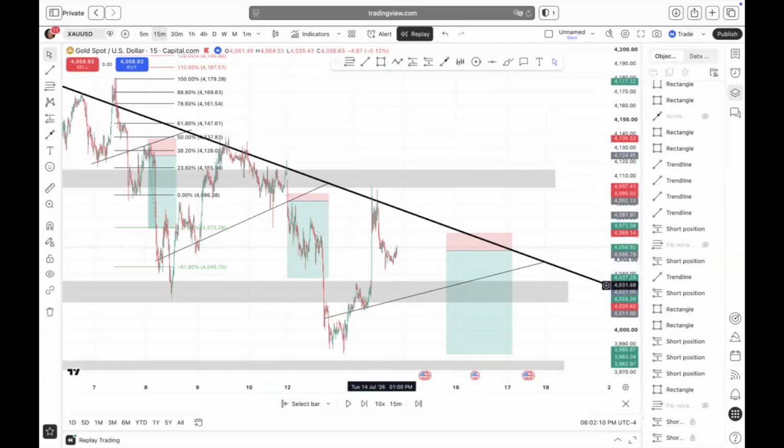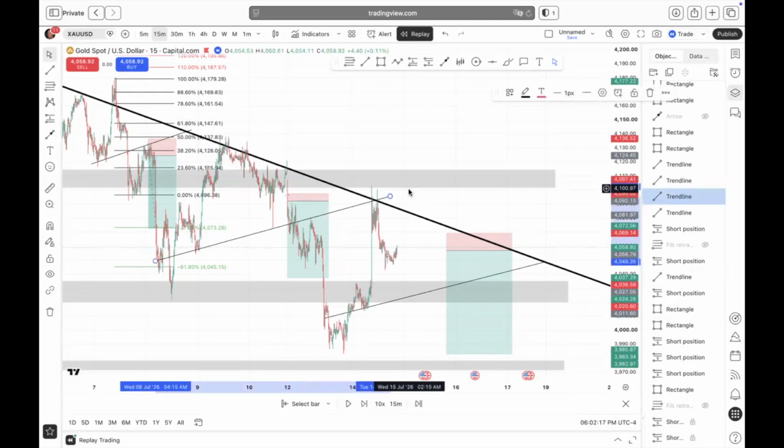I waited for more data to form. I seen the wicks right here. You can also adjust this trend line like this. So that was valid. I didn't take that first drop. I took the next drop. Okay. So we had this push into this gray zone, bounce right back up.